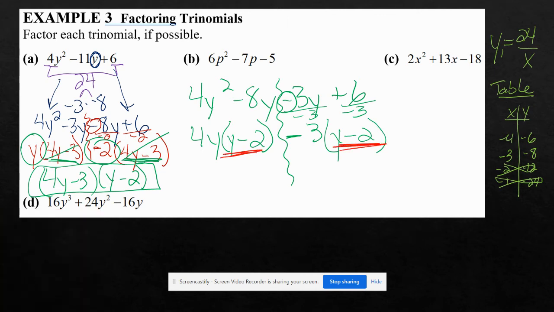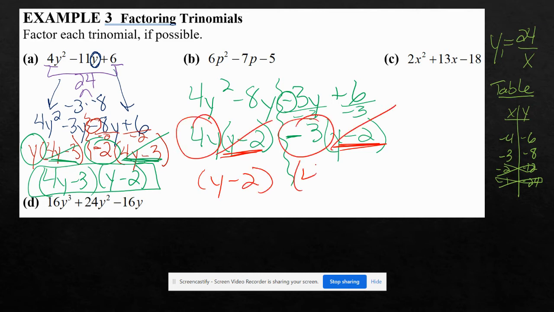Y minus 2 is our new GCF, so that's what we are writing down. The leftovers, 4y minus 3. So we got the same thing, we just got it in a different order. But 4 times 3, 3 times 4, they're both 12. And that same thing applies here.